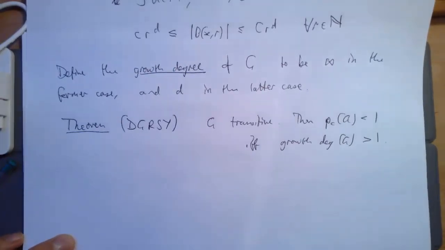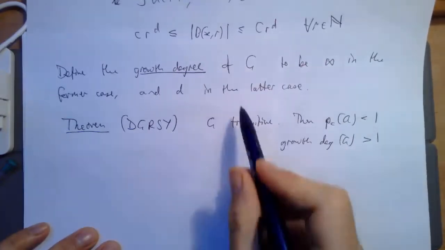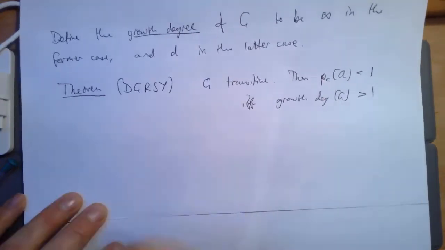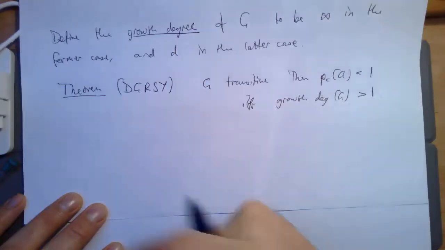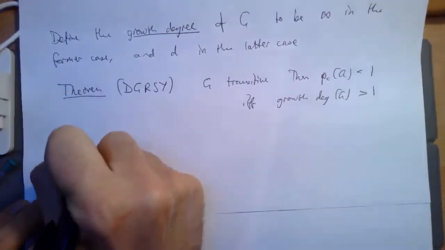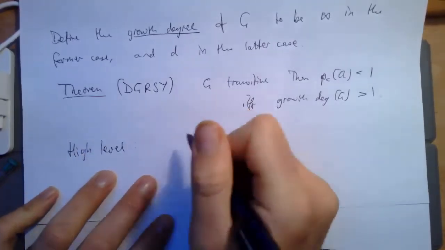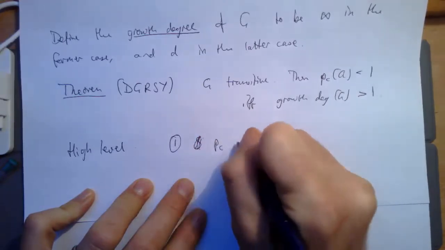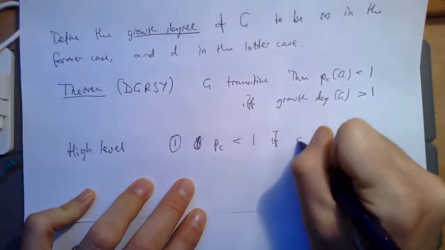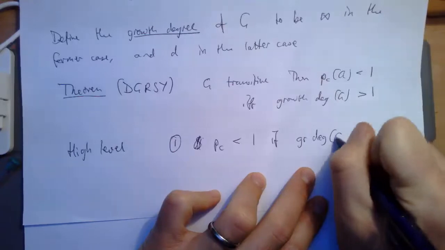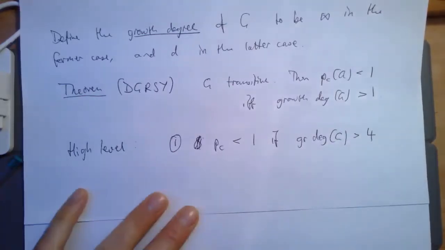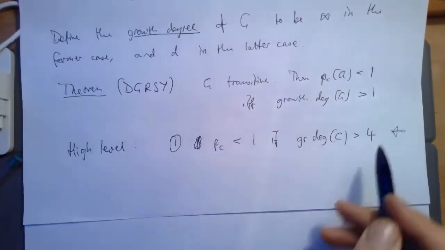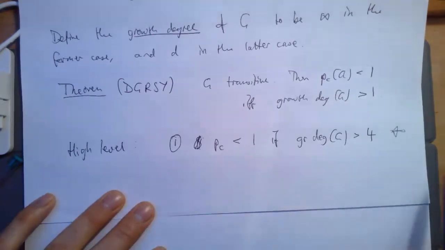So what I want to do is give a very, very high level overview of the structure of this proof, just to give you an idea of how we're going to approach a related problem I'm going to talk about in a minute. The high level structure of the proof is, firstly, they show that p_c is less than one if the growth degree of G is greater than four. Somehow this is basically the main bulk of their work. This is the hard bit, and this is the main thing they've done. I'm not going to say much at all about this.